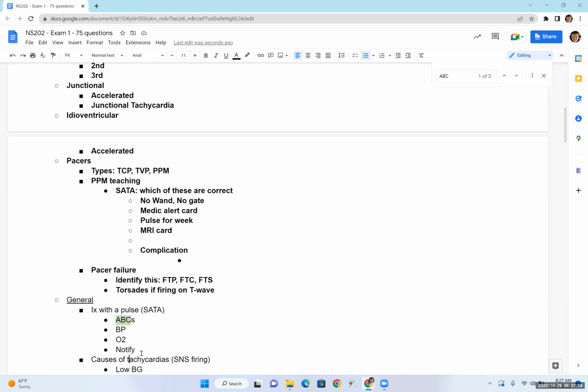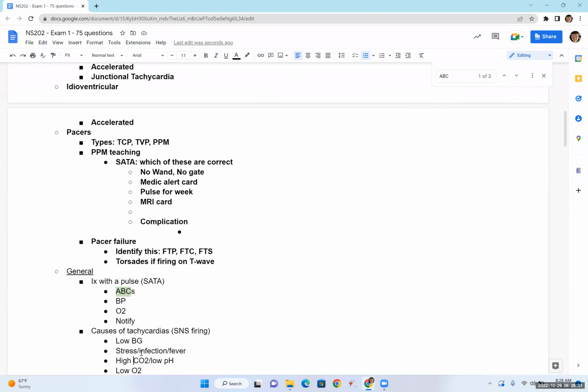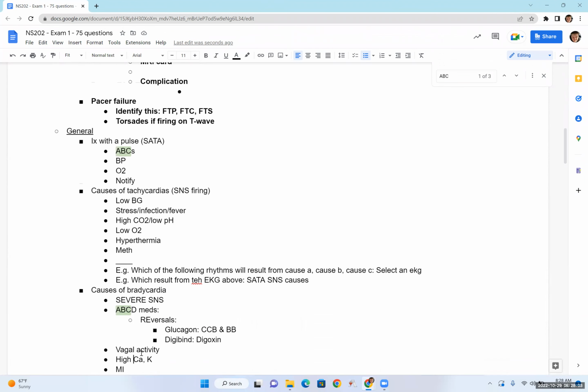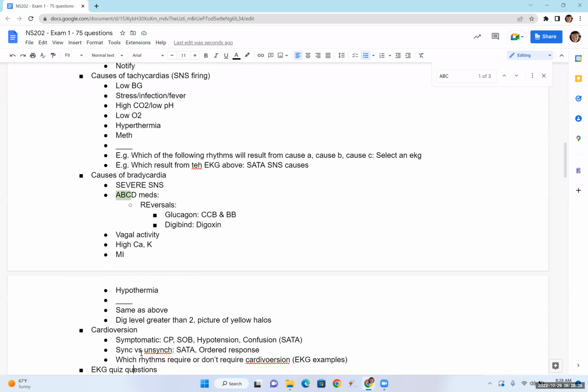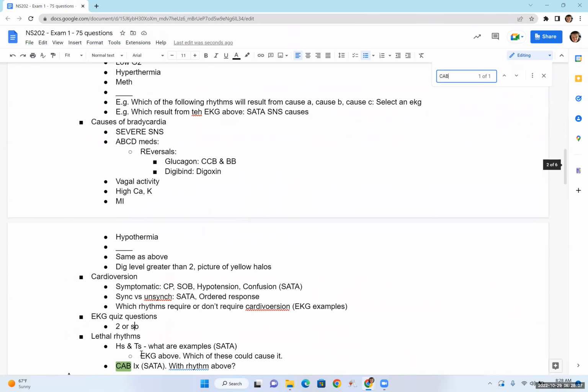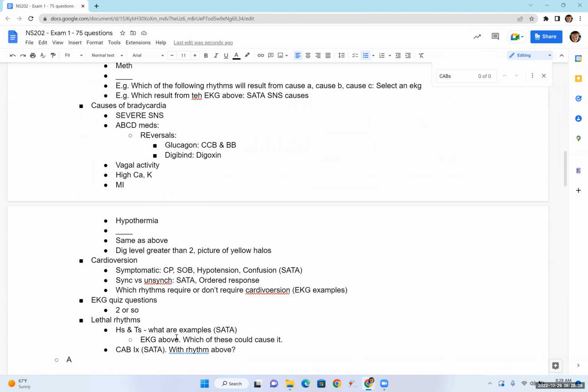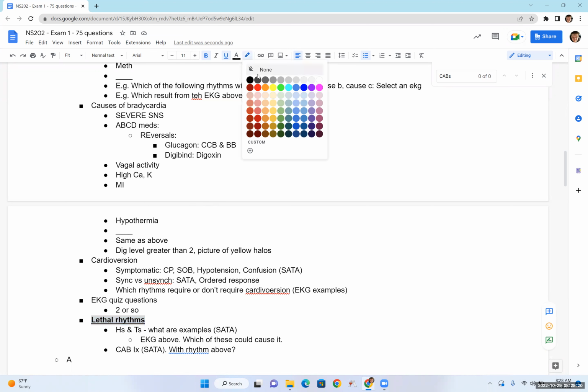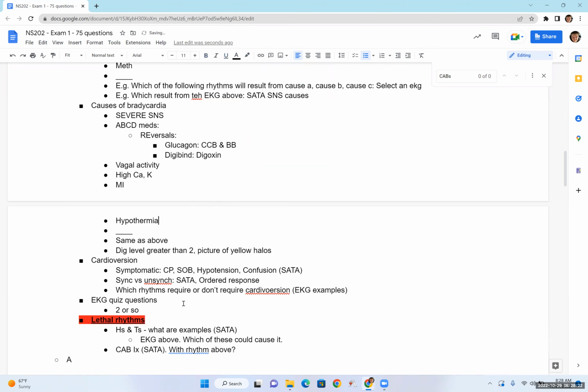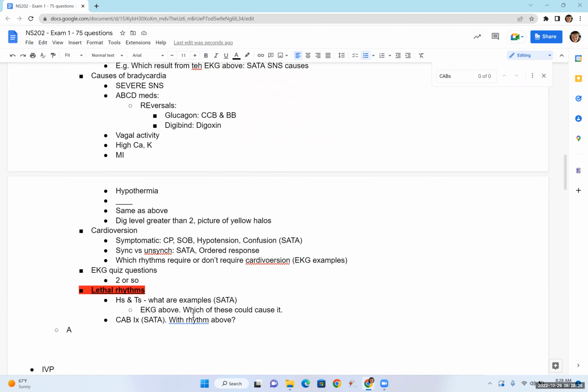All right, so then you got ABCs, and then once you have a rhythm that has no pulse, I thought I had CABs somewhere. Let's look at CABs. Yeah, CAB interventions. That's for lethal rhythms, right? With lethal rhythms, we're going to be doing circulation first. And how do we fix someone's circulation if they have no pulse? That's CPR. So with lethal rhythms, you're always looking for H's and T's, but the interventions are CABs. And which rhythms get CABs?